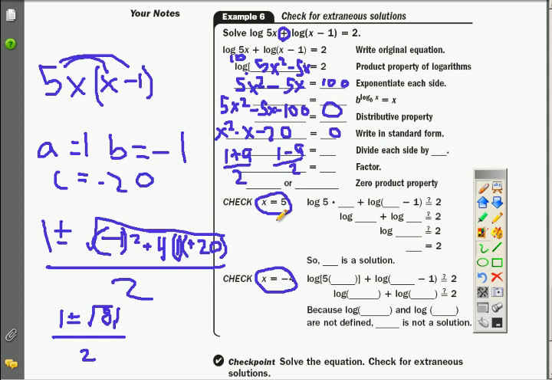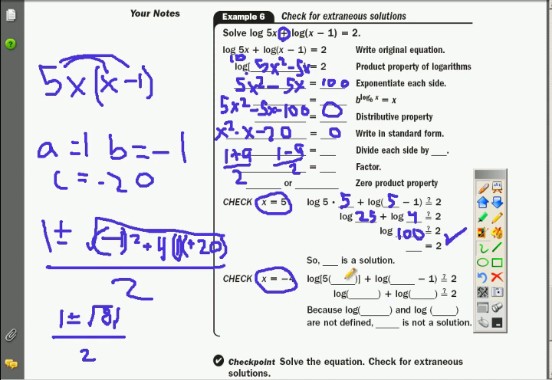It is important when you get two answers to always check them. Now, it's really easy in my brain to say, you know what, the negative one doesn't work. That is not always the case. It may be the case here today, but it's not always the case. So we have the log of 5 times 5 plus the log of 5 minus 1. So the 5 times 5 is 25, and 5 minus 1 is 4. 25 times 4, because of our rule, the log of 100 equals 2. Does 10 to the second power equal 100? Yep, that's true. That one works.